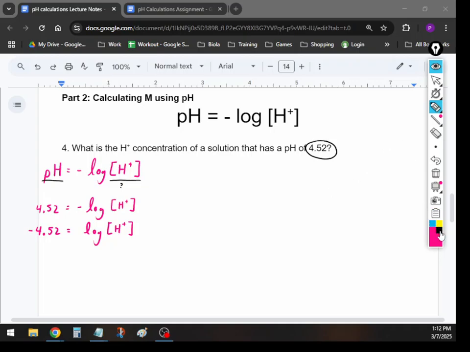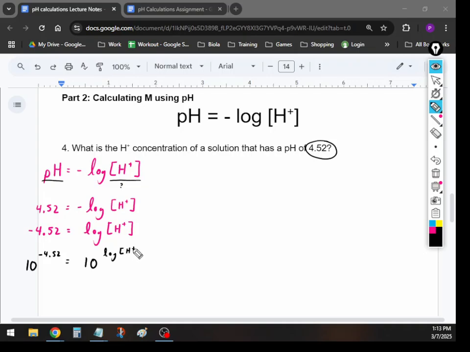So, we need to get rid of this log right here. And I'm going to show you guys how to get rid of the log. The way that you get rid of the log is you take both sides. You know how if you do one thing to one side of the equation, you have to do the same thing to the other side. The way that you get rid of log is pretty simple. You just take what's on each side of the equation and you put it over 10. So you're going to do 10 to the power of negative 4.52, so it's an exponent, and then 10 to the power of log H+.